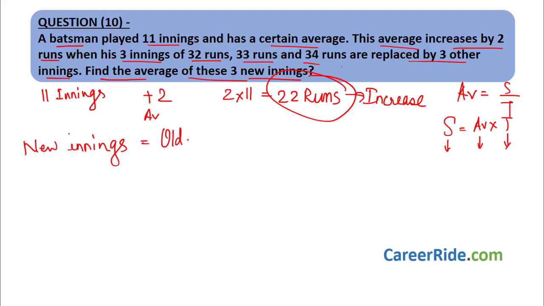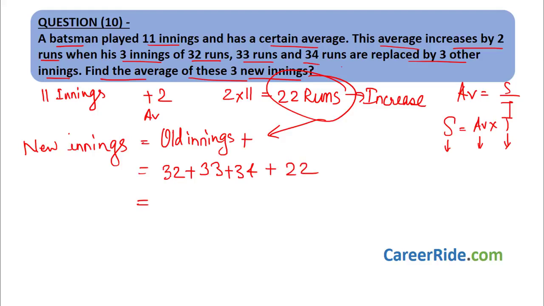They must compensate for the old innings, plus they must compensate for the increase of 2 runs in other innings also, like we have seen in the weights and boxes. So how much is the old innings score? 32 plus 33 plus 34, plus how much is the increase in every inning because of this? That is 22 runs. So how much will you get over here? 30 is 90 plus 20 is 110, 112, 116, 119, 121, 121 runs. So the new 3 innings in total must provide 121 runs.